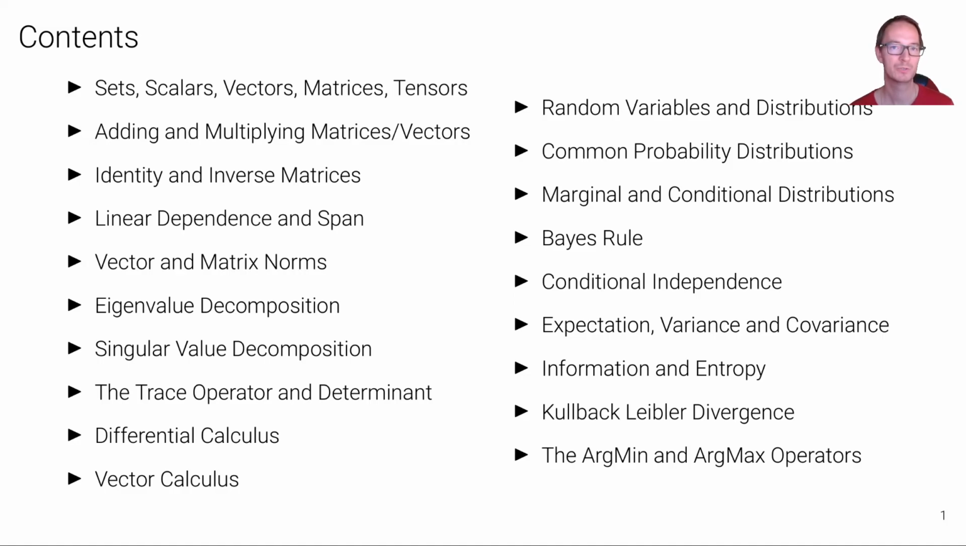And finally, we'll talk about information theory, in particular about what is information, how can we measure it, and what does entropy mean. And then we're going to be talking about divergences, how we can measure distances between distributions, in particular about the most prominent divergence, the Kullback-Leibler divergence. And finally, we'll be also covering the argmax and the argmin operator that are used throughout the class.